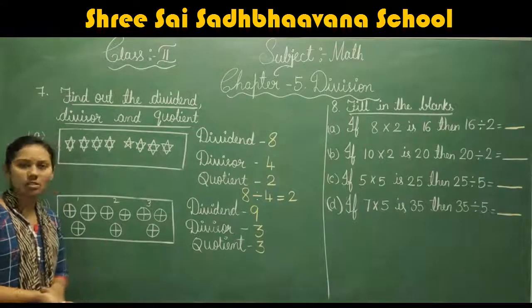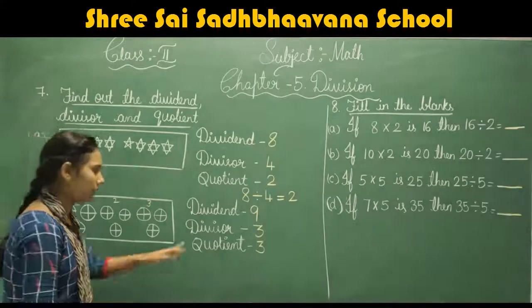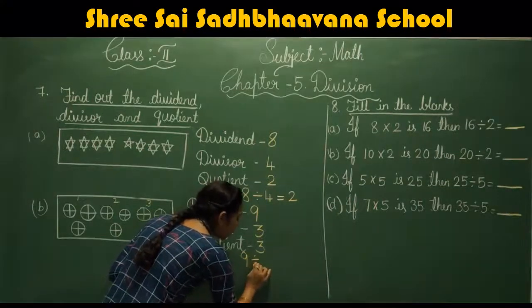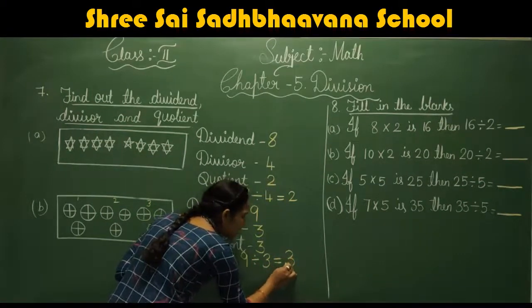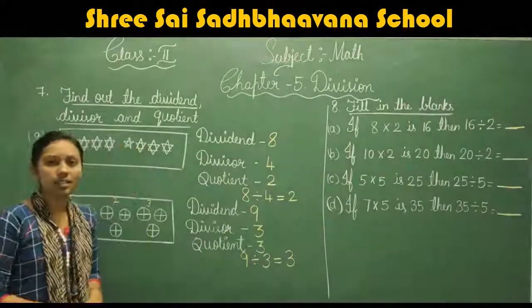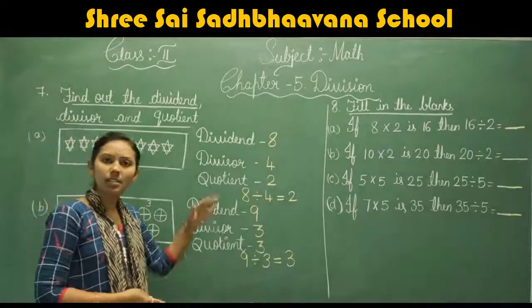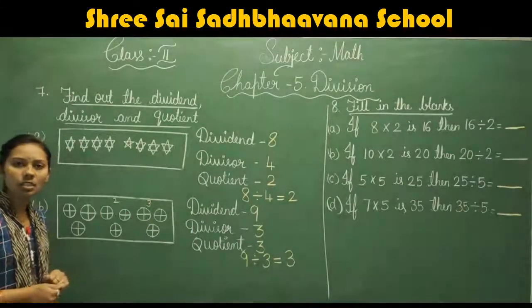Then how to write the division statement here? Yes. When you divide 9 by 3, the answer obtained is 3. That is your quotient. Understood now how to find out the dividend, divisor and quotient?